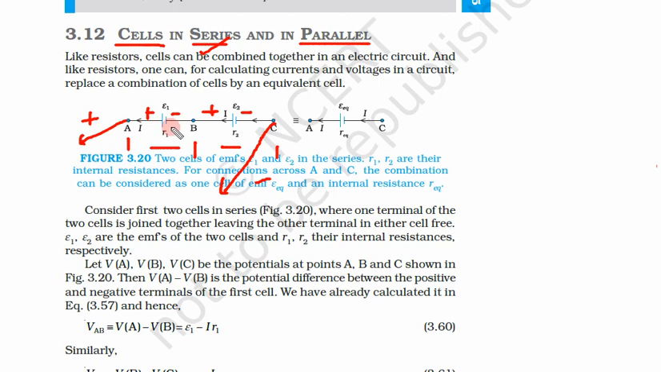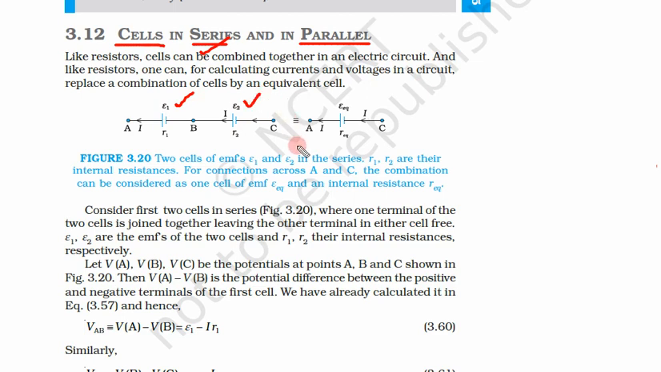Now, what is the internal resistance? Internal resistance of the first cell is R1. Internal resistance of the second cell is R2. Since this is a series circuit, the current flowing will be the same, that is I. Current I will enter the second cell and come out of this circuit. So the current flowing in this circuit would be I and the resistances would be R1 and R2. Epsilon 1 and epsilon 2 are the EMFs of these two cells.